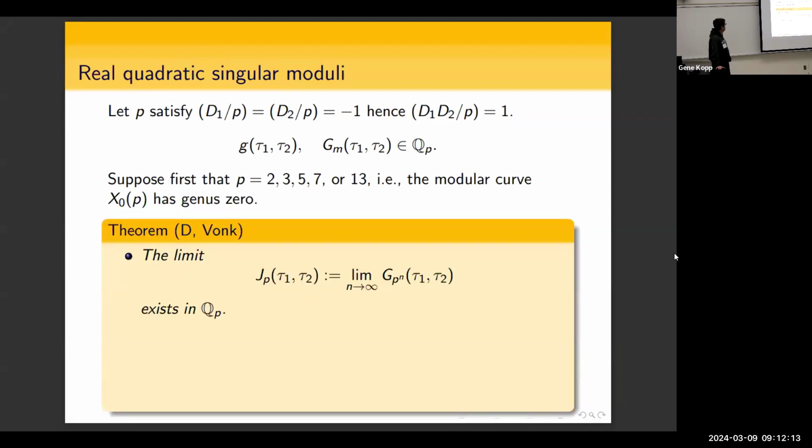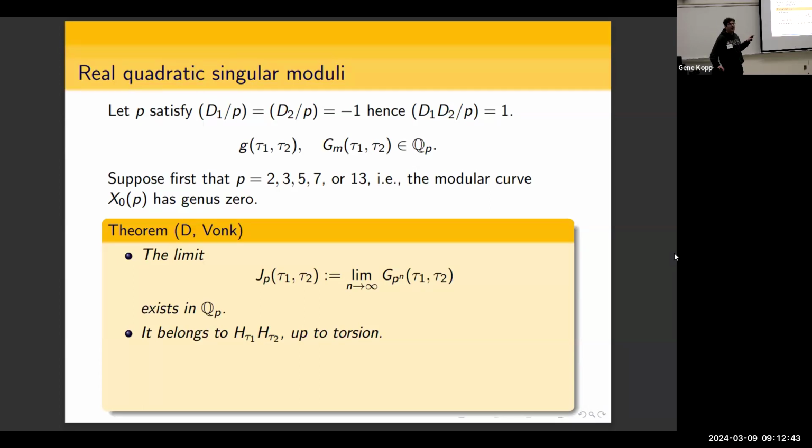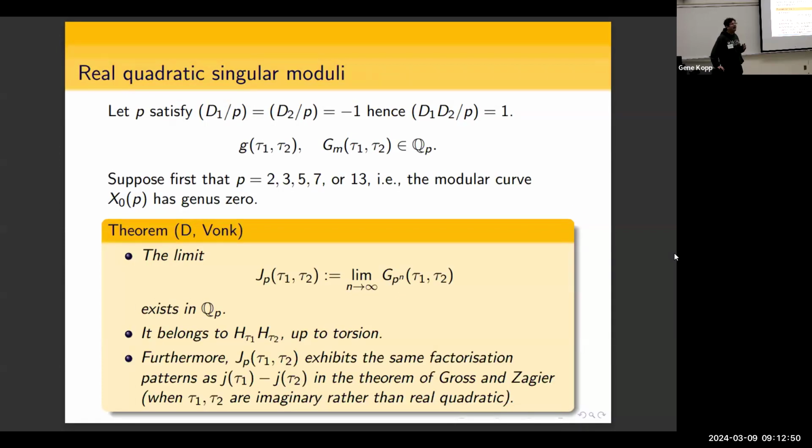And then the theorem that Vonk and I prove is that the limit, if you take this G, but you look at G sub p to the n, and you let n go to infinity, so you look at larger and larger powers of p, so these finite products remain finite at each step, but there are more and more terms. So in the limit, you get something which could converge to something interesting, something outside that quadratic field. And it exists, so it exists as a p-adic number. That's the first part of the theorem. The second is that it does belong to the compositum of these two Hilbert class fields attached to tau1 and tau2. And furthermore, we can study the factorizations of these quantities, and we see that the factorizations have very much the same patterns as what appears in the difference of singular moduli.